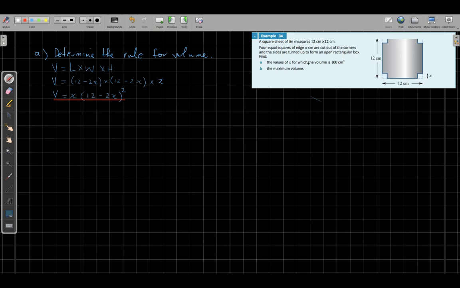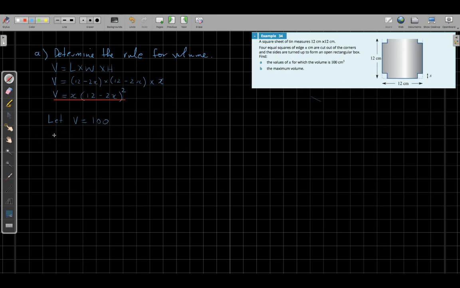So the values for x for which the volume is 100. Well, what we're going to do now is let volume, so this is part A still, we're going to let V equal 100. Now I'm going to show you a couple of ways of doing this. I'm going to show you how to do it algebraically, and I'm going to show you how to do it using your graphing calculator as well.